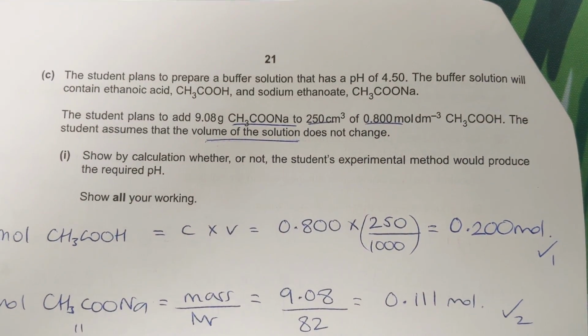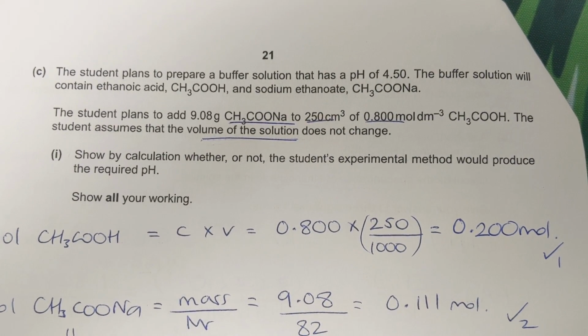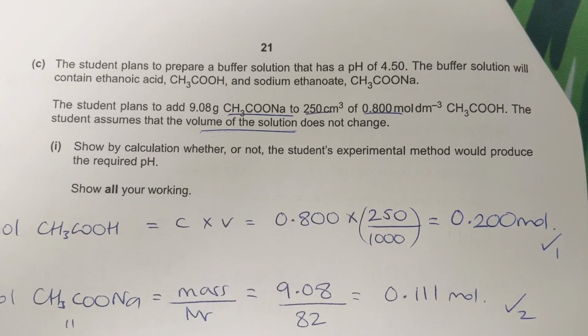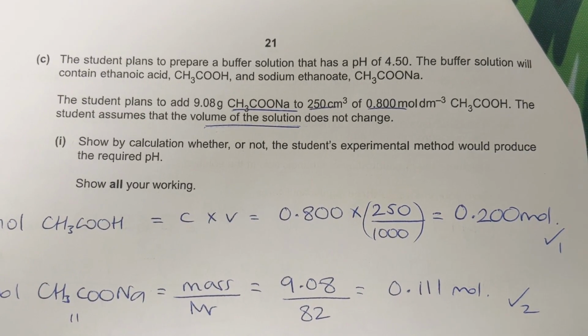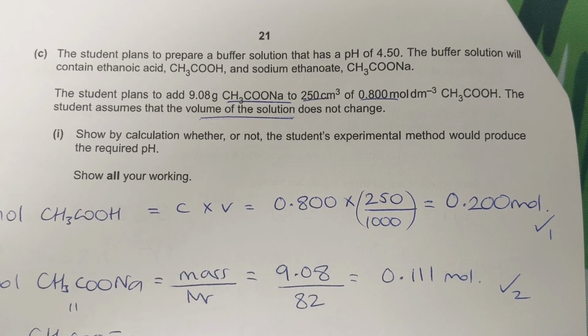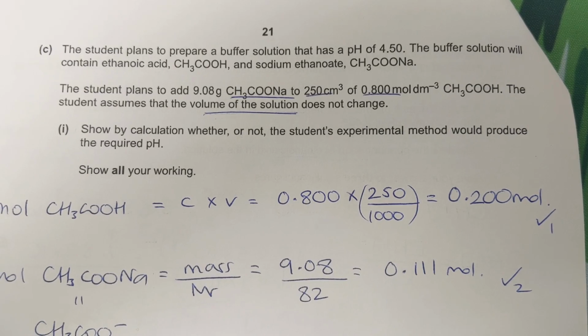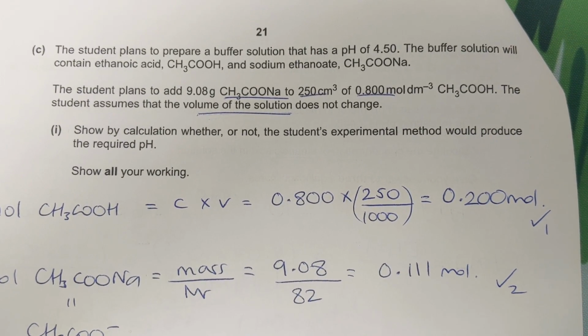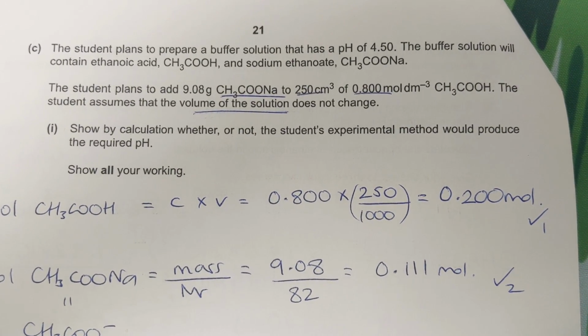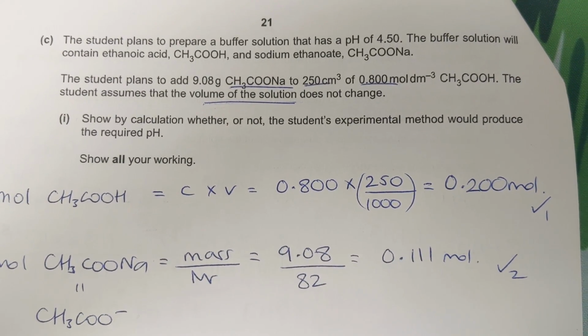This next question is about buffer solutions. A student wants to prepare a buffer solution with a pH of 4.5. The buffer solution consists of a weak acid and its salt. The student wants to add 9.08 grams of the salt to 250 centimeters cubed of 0.8 molar of the acid. Show by calculation whether the student's experimental method would produce the required pH.